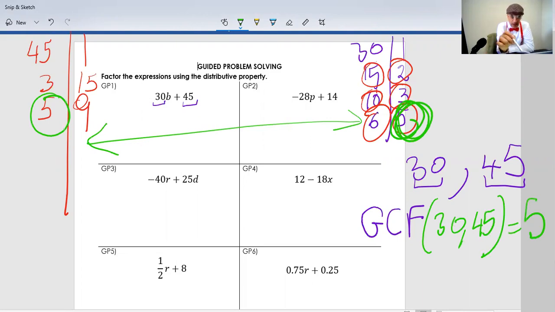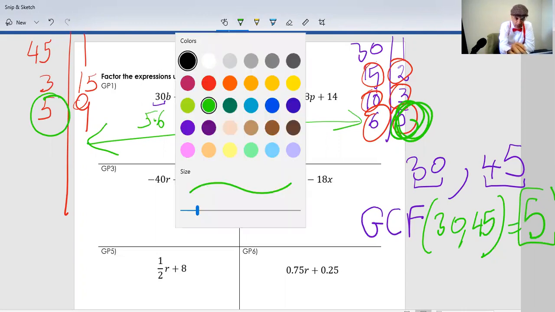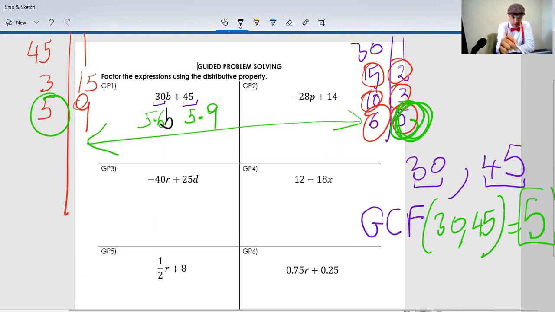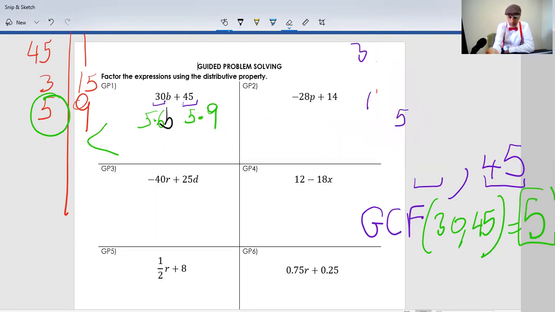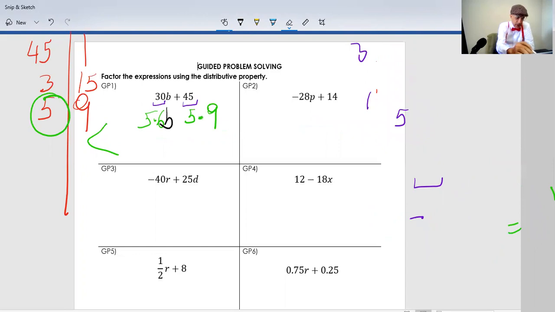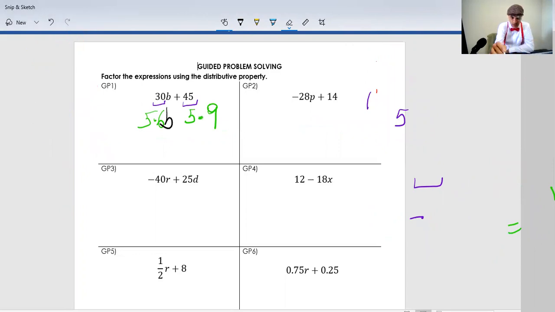So you have to break that number 30 into 5 times something. How do we get 30? 5 times 6 is 30. And then use the 5 to break this one: 45 you can write as 5 times 9. And we have a b here. That stays. Let me erase all of this stuff so we have a nice space to work.